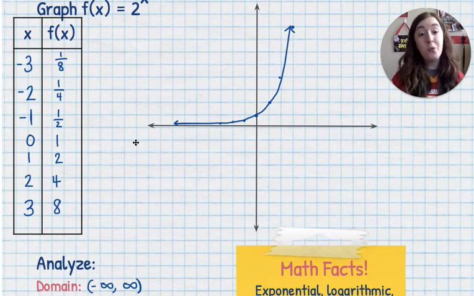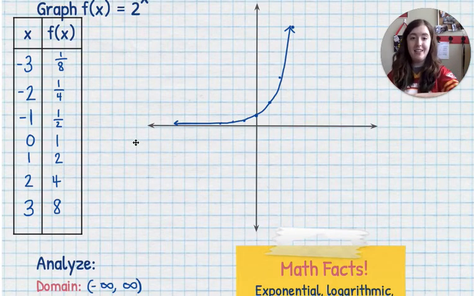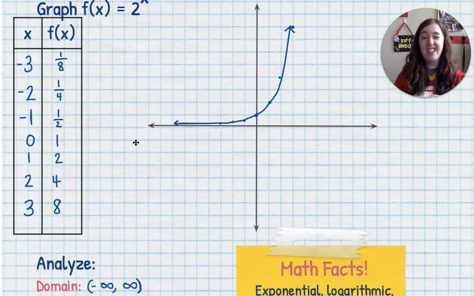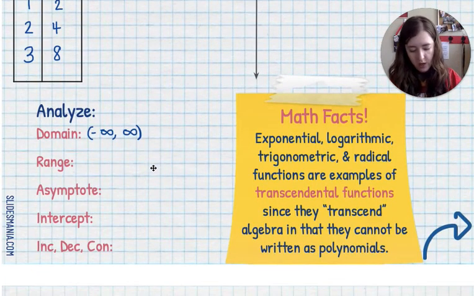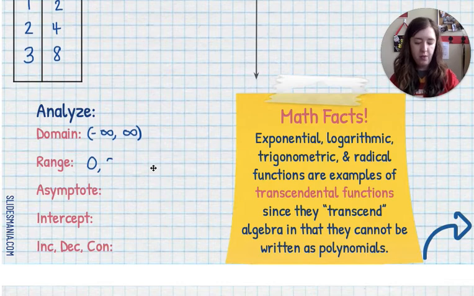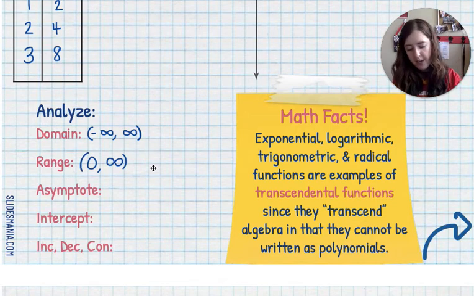Now remember, your range is going to be your y values. So my y values start right here at 0 and go up, right? But we discussed that we can never actually touch 0. So when we're finding our range, my y values are going to go from 0 to infinity. But since I never actually touch 0, I should make sure to have a parenthesis there.